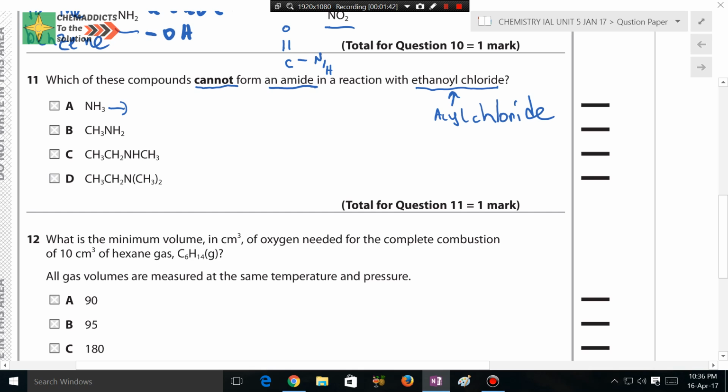Okay, so what type of compound is this? This is ammonia. This is not an amine, this is ammonia. So here ammonia gives amide. Ammonia gives amides when it reacts with acyl chloride. So ammonia reacts with acyl chloride to give amide. This other amine compound also gives amides.